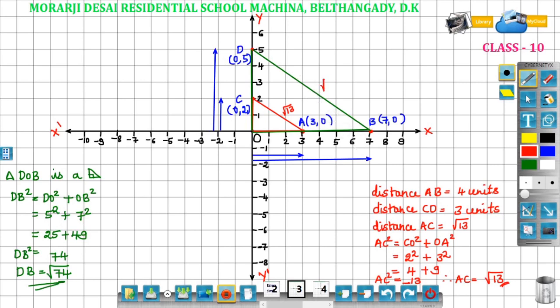In this way, we find the distance between the points which lie on the x-axis or y-axis. You can find the distance by applying Pythagoras theorem.